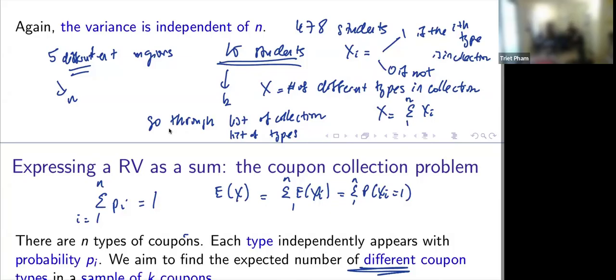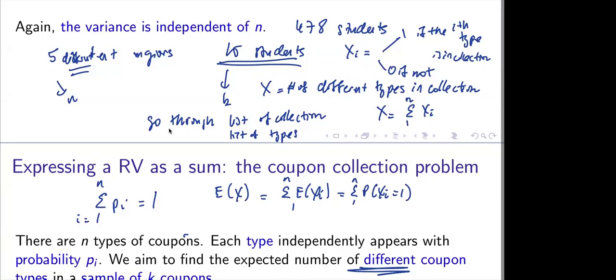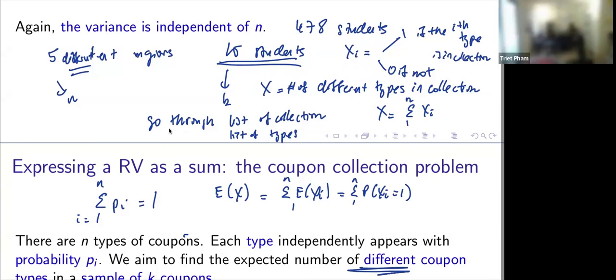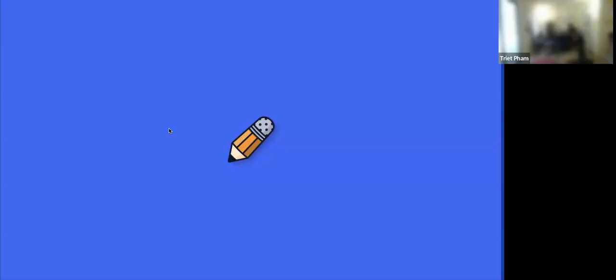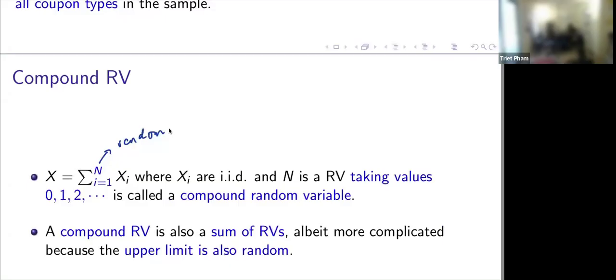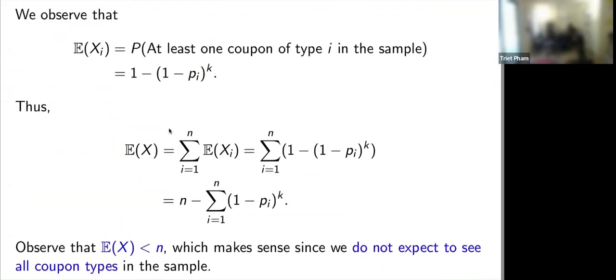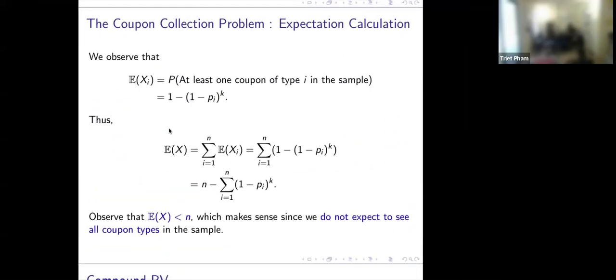Professor, I think your screen might be frozen. Oh, is it? Okay, let me check. Sorry. Was it frozen at the slide before? It was frozen at the slide, it still is at expressing a random variable as a sum, the coupon collection problem. Oh, okay. Yeah, thank you. Definitely let me know. So sorry. So I guess you did not see this slide.